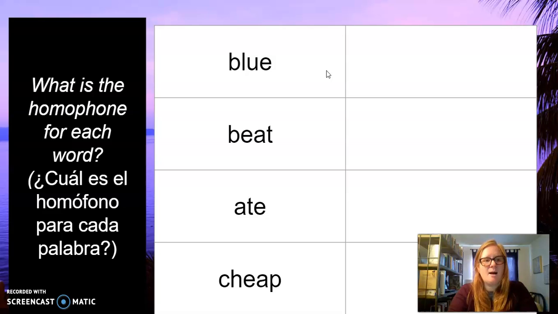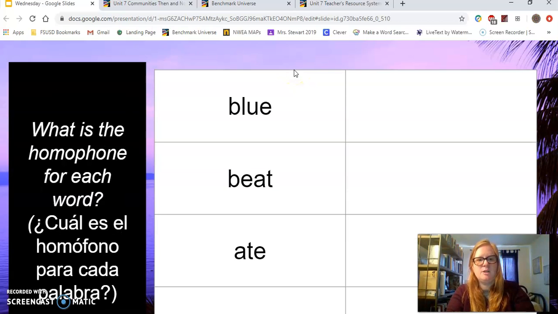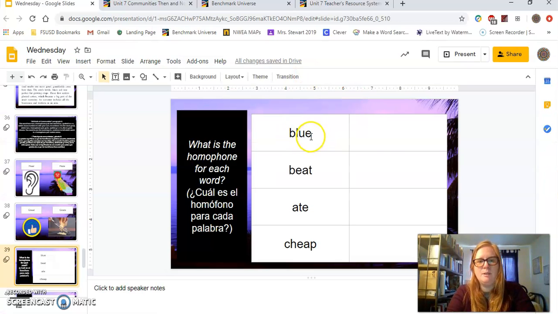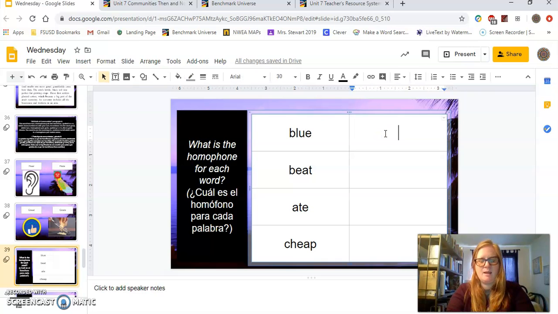So what is the homophone for each word? We have blue, like the color blue. What do you think the homophone pair for this blue is? I'm going to say it is blew, like the wind, right? The wind blew. Not blue the color, the wind blew.